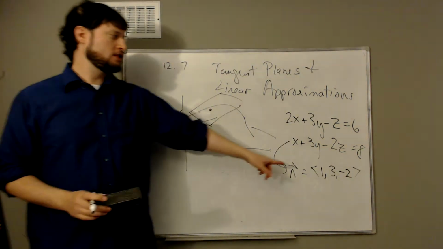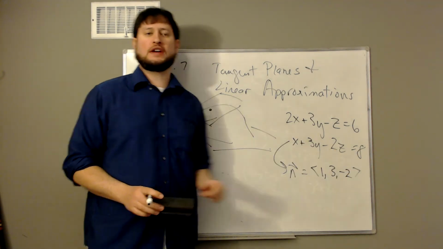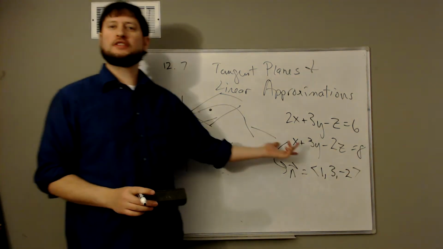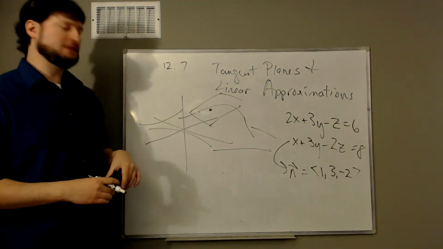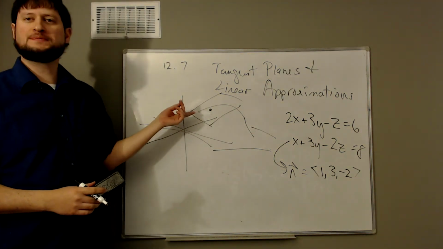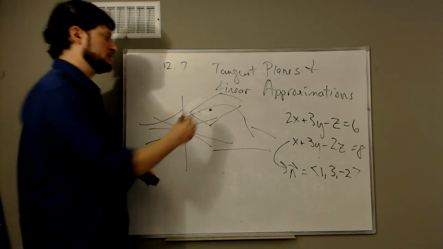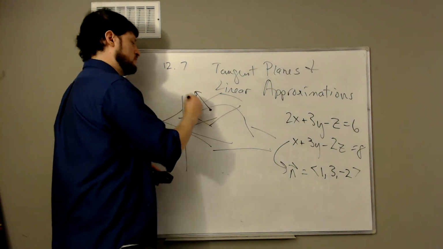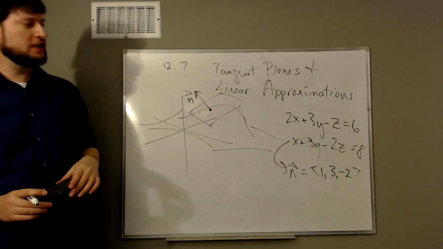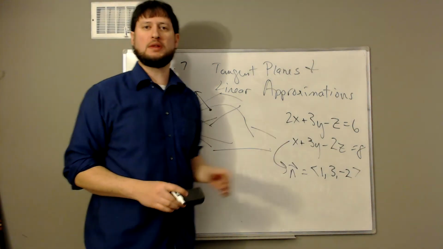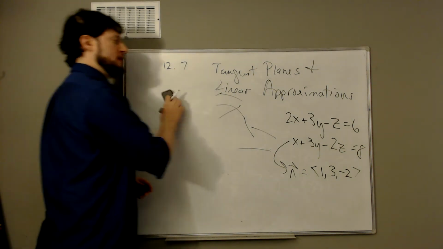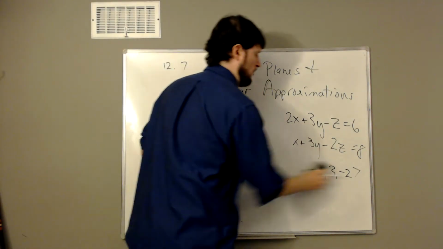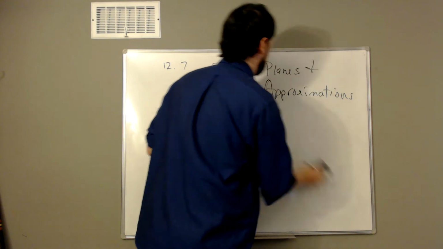That's the vector that I pull off the coefficients of x, y, and z, and that's a vector that's normal to a plane. So if I want an equation of a plane, I need a point on the plane, and I need a vector that's normal to the plane. And if I have both of those things, then I can come up with the equation of the plane. So we're going to use those two ideas to find the equation of a tangent plane for any given surface.